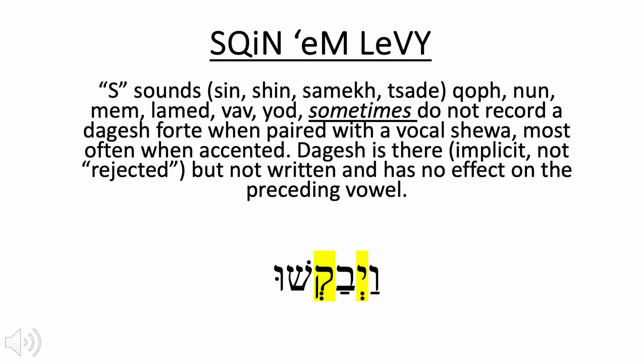This will all make much more sense later, but the key thing to note here is that the patach under the vav does not lengthen, as when gutturals reject the dagesh. Instead, the dagesh is implied. It's there, it's just not written. Well, I know that was a lot, but it will all make sense as we move forward.